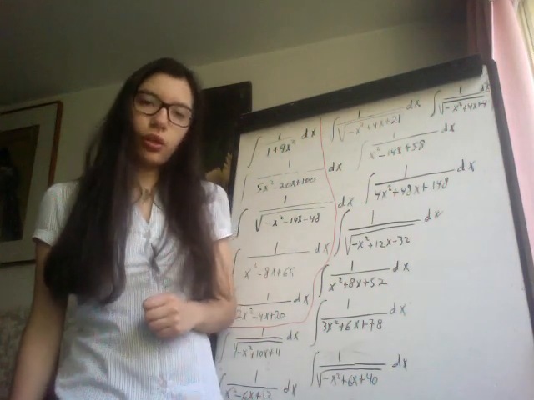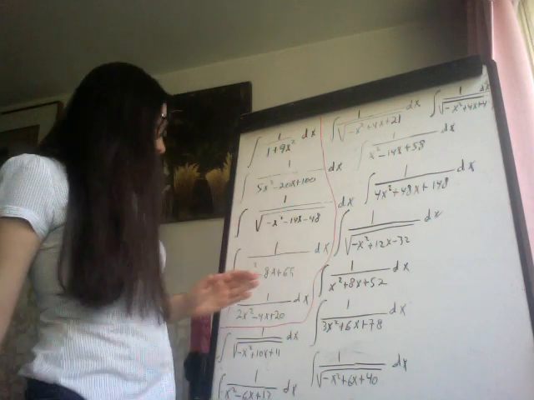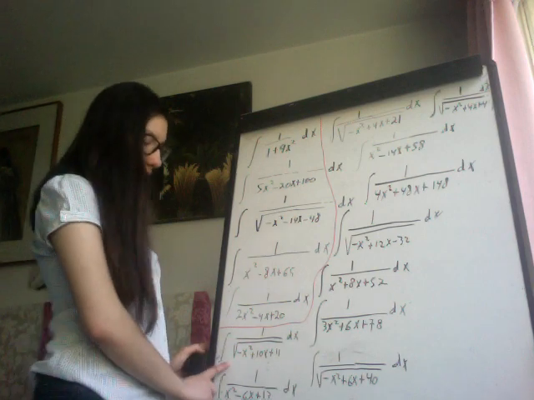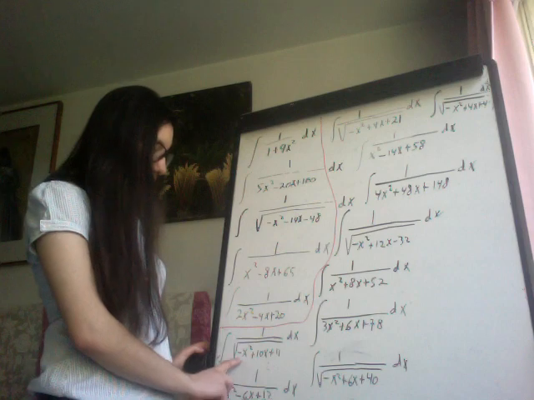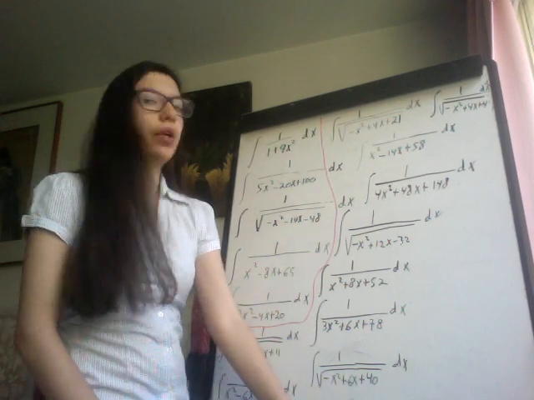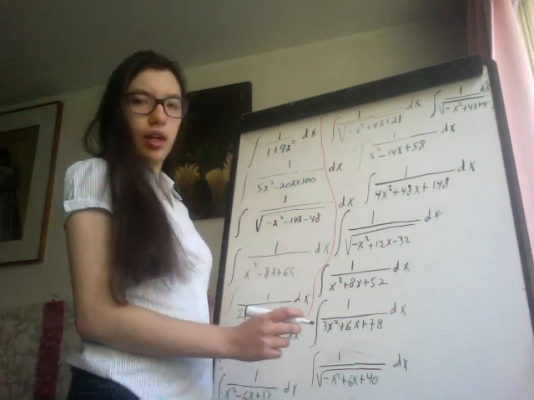In the previous video, we were completing the squares in order to find these integrals. The last example was the indefinite integral of 1 divided by the square root of negative x squared plus 10x plus 11 dx. So first let's remember our integrals for arctangent and arcsine.